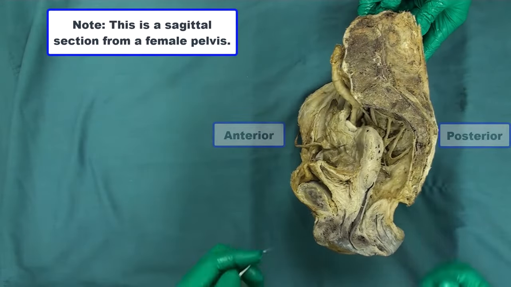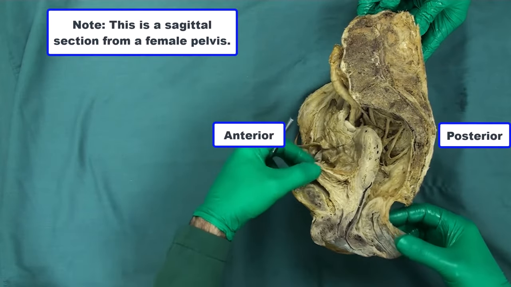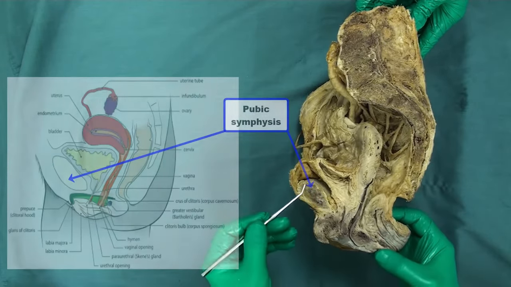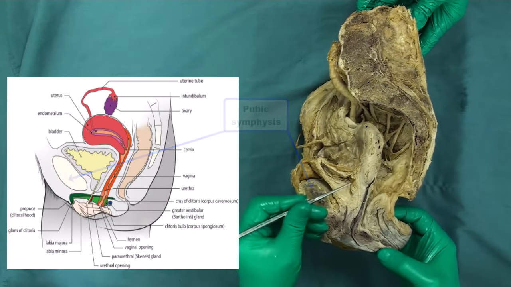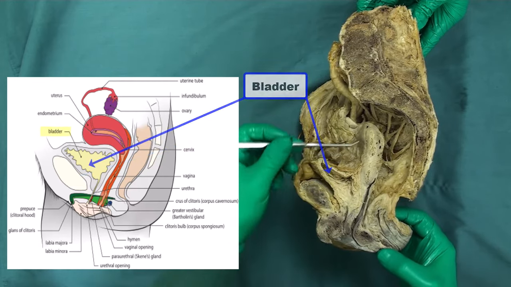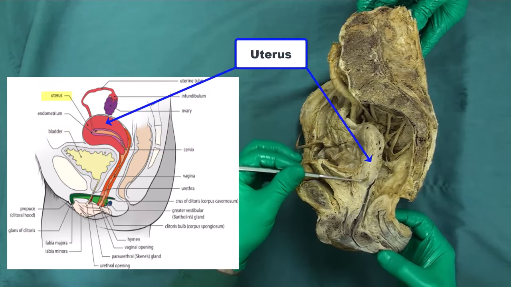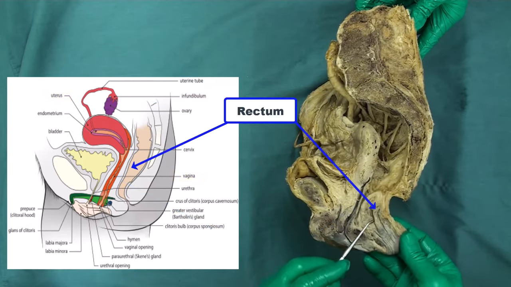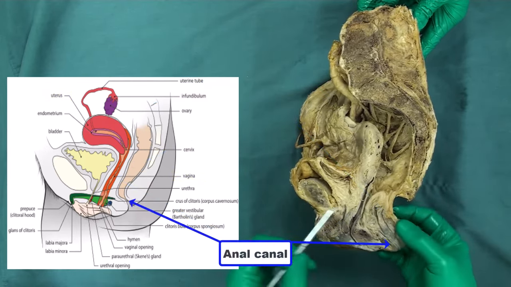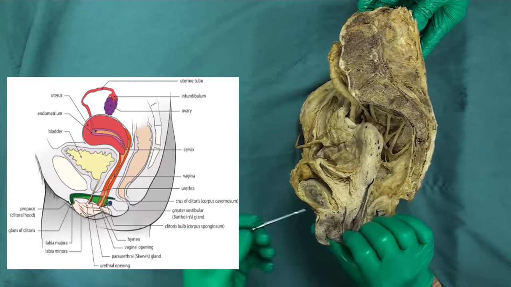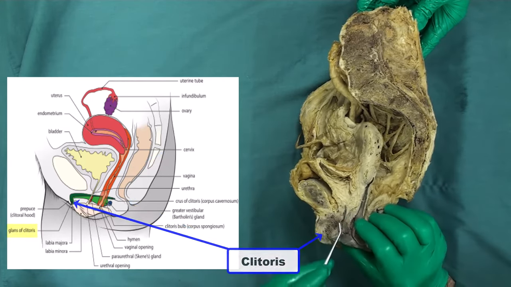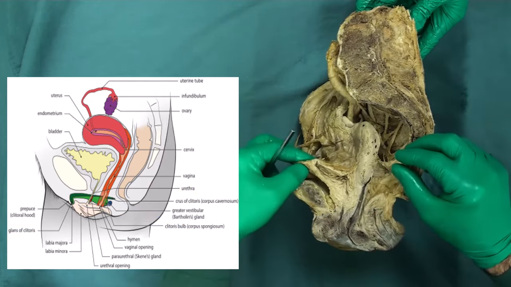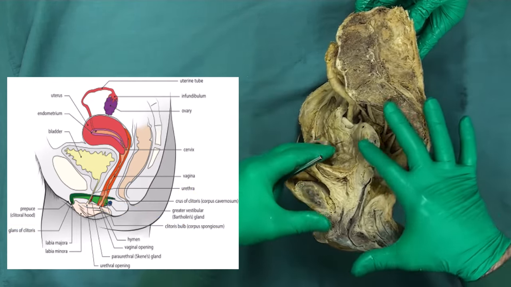Okay, let's look at the different parts of the bladder in the female pelvis. So first, we need to orient ourselves. Here is the pubic symphysis, that is bladder, then the uterus on the back, vagina, and part of the rectum and anal canal from anterior to posterior. And we also have a section of the clitoris here and the urethra right there. This is urethra.